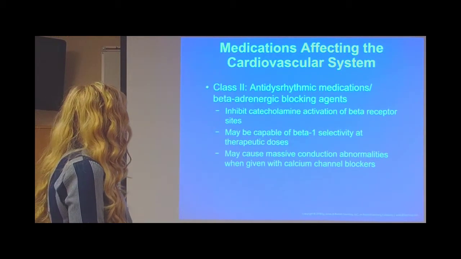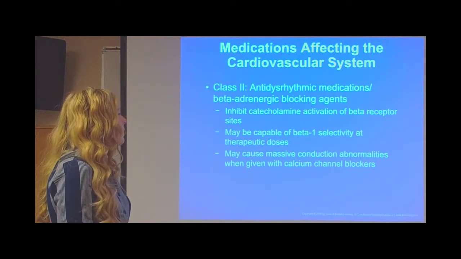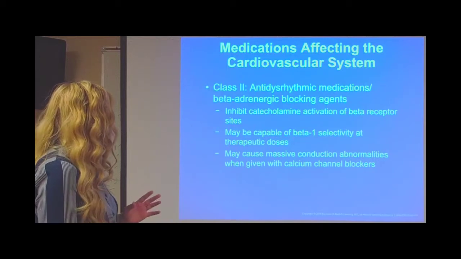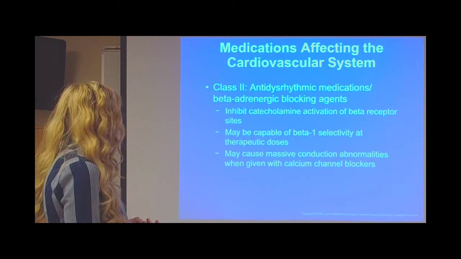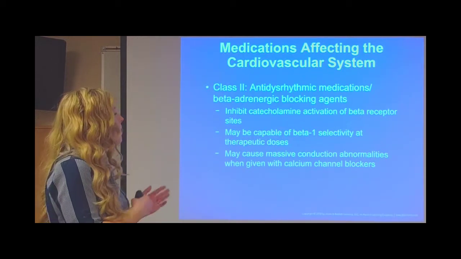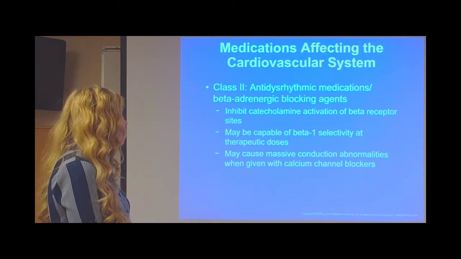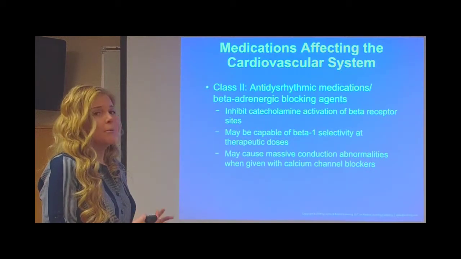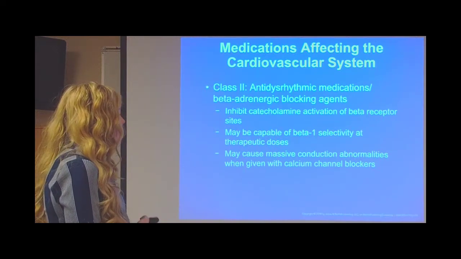Your class 2 are going to be your beta-adrenergic blocking agents. These are going to inhibit that catecholamine activation of the beta receptor sites, which we kind of already talked about. They can be capable of beta-1 selectivity at therapeutic doses. So you have beta-1 selective beta blockers, and then you have non-selective beta blockers. So non-selective beta blockers that I can think of are carvedilol, propranolol, and labetalol. Most of the others are selective.